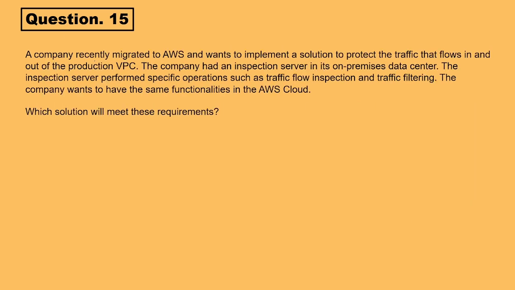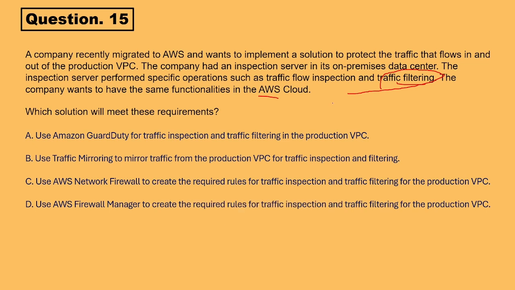Now question number 15. The company recently migrated to AWS and wants to implement a solution to protect the traffic that flows in and out of the production VPC. The company had an inspection server in its on-premises data center. The inspection server performed specific operations such as traffic flow inspection and traffic filtering. The company wants to have the same functionalities in the AWS cloud. Which solution will meet these requirements? The requirement is traffic flow inspection and traffic filtering. Here are the options. Take a look at each and every individual option. You must be aware of all these.